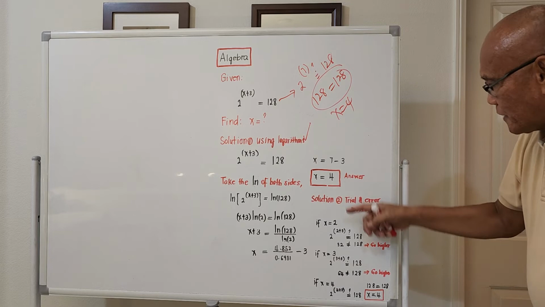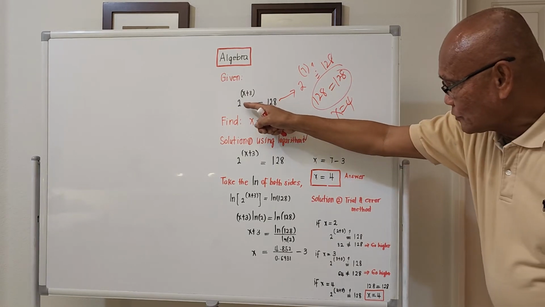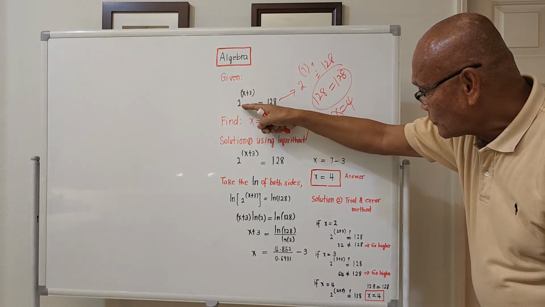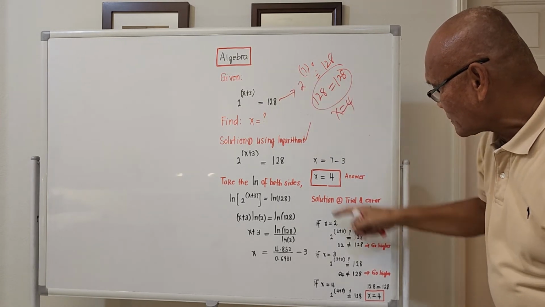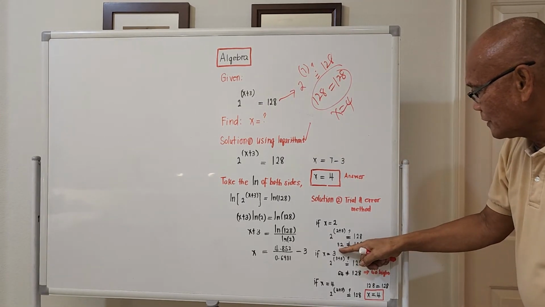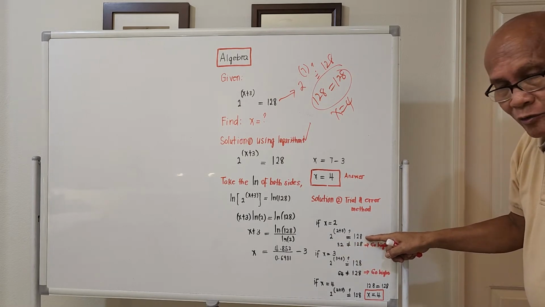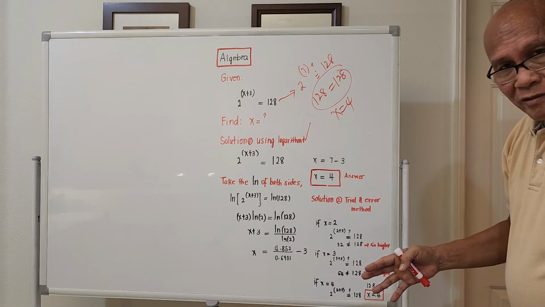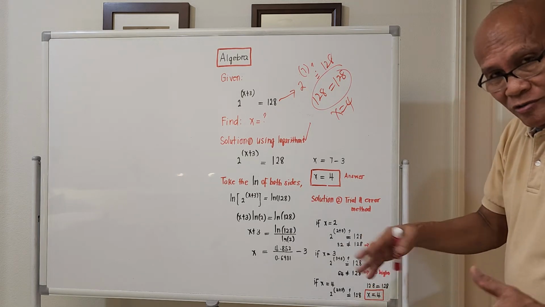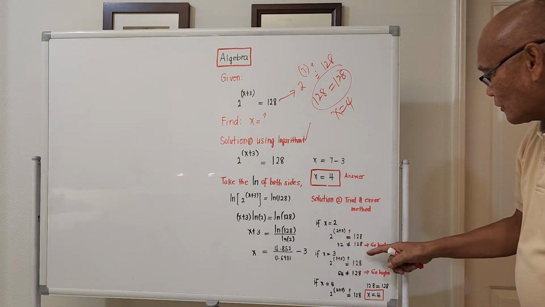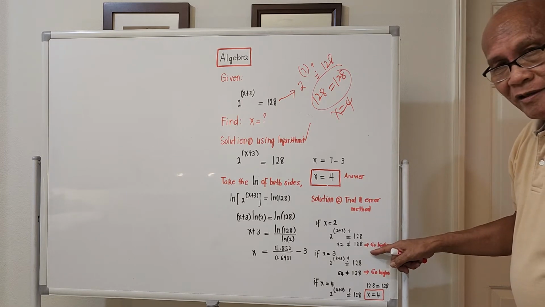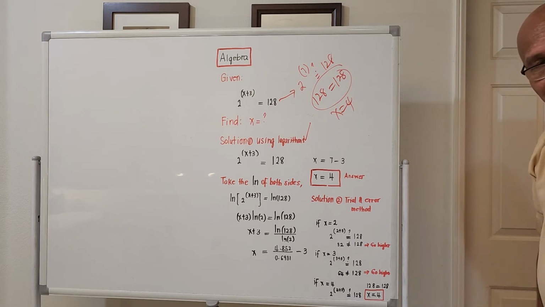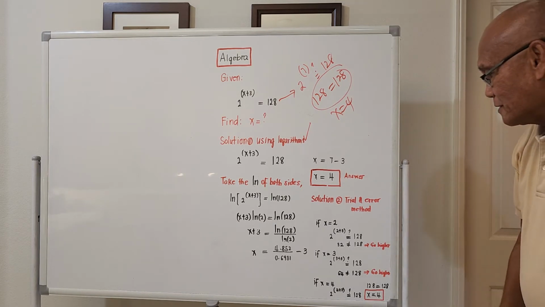So if we put x equal to 2, this will become 2 raised to 2 plus 3, which is actually 5, right? So this will become 2 to the 5th power. 2 to the 5th power is actually just 32. And this is not equal to 128. So the value x equal to 2 is a wrong solution because 32 is not equal to 128. Meaning to say, we will go higher. Use your intelligence, right?